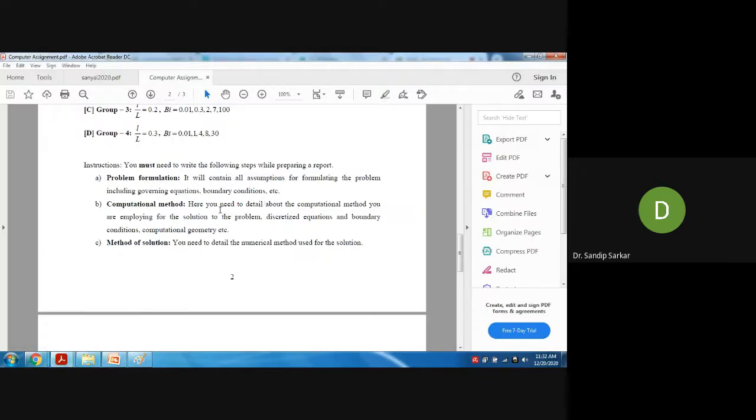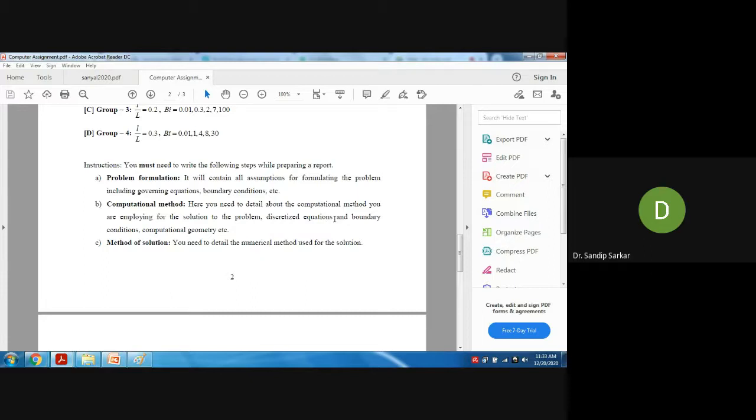Let me start again. In report writing, you have to follow a certain format. How does the format look? You have to start with the problem formulation, so chapter 1 will be the problem formulation. This chapter will contain all the assumptions you have invoked for formulating the problem. Then it will include the governing equations you have chosen and the boundary conditions. Those are the information that chapter 1 will contain.